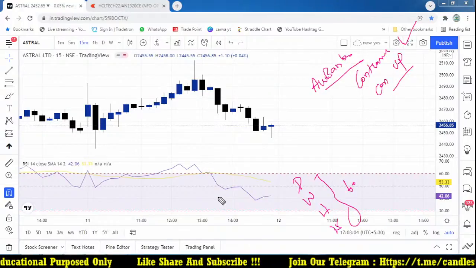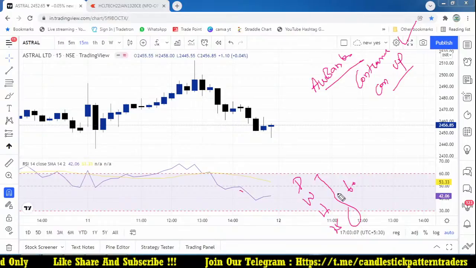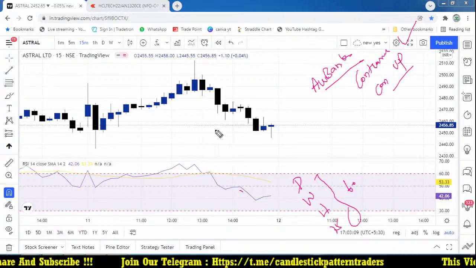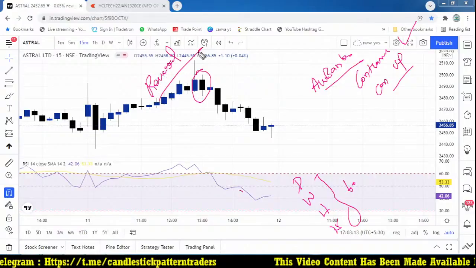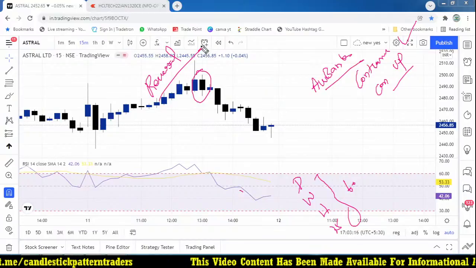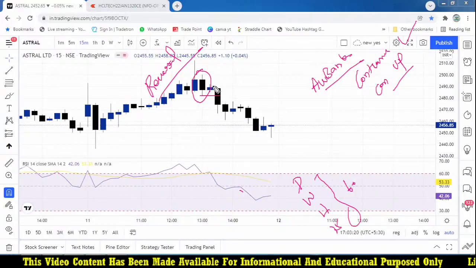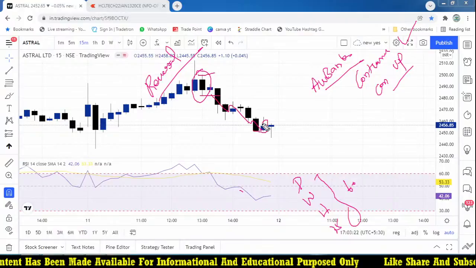Here the same stock also, all the conditions are the same. Daily, weekly, RSI 60. But here it reversed. Here is a reversal. Hope you understand what I'm discussing here. So once that is broken, this will fall down.